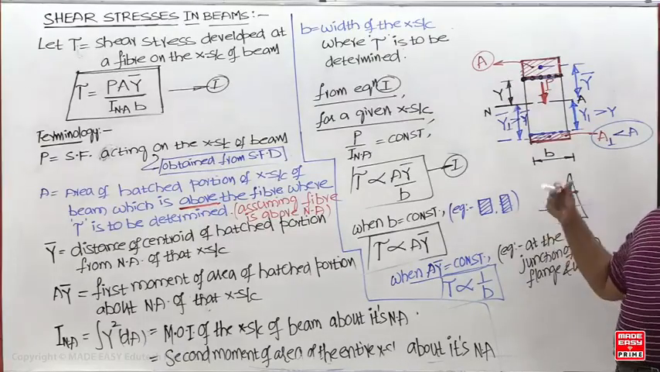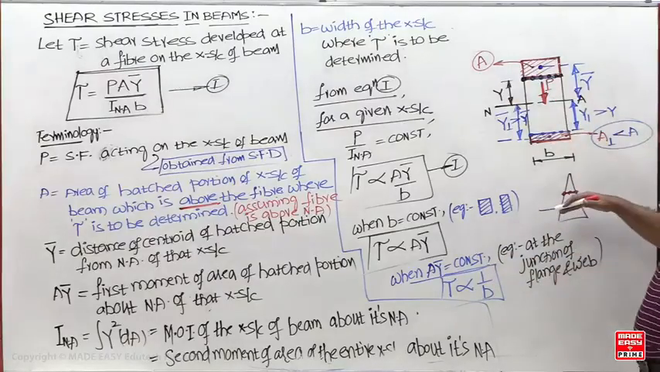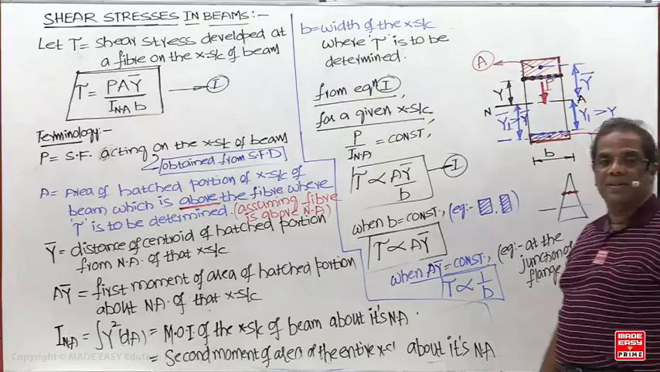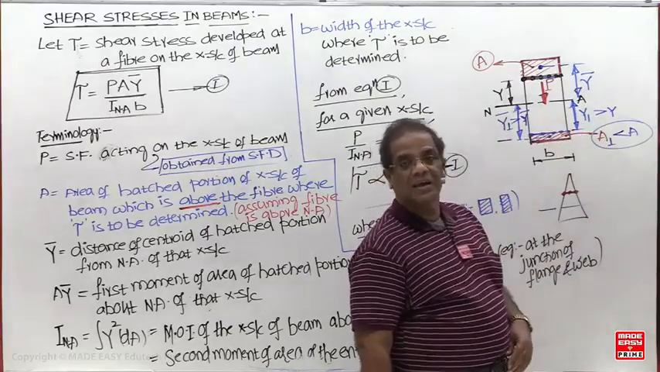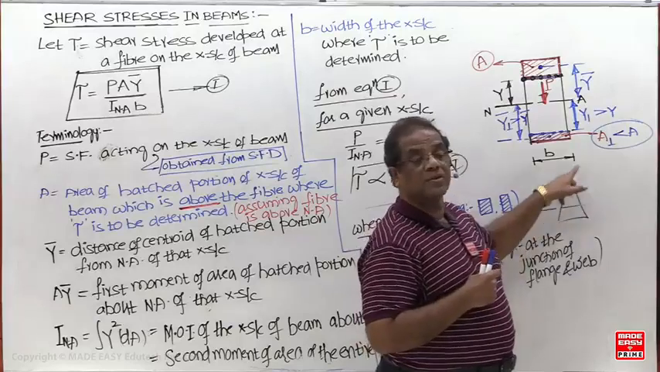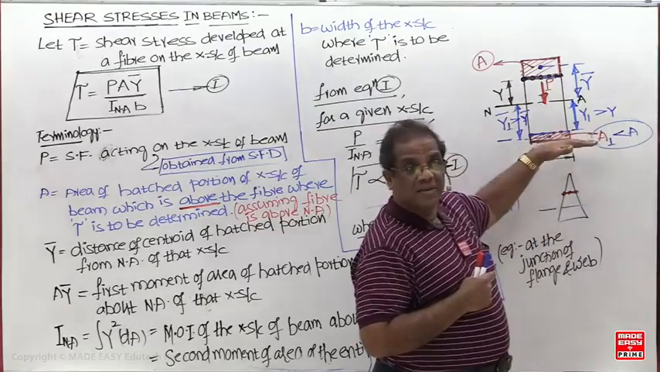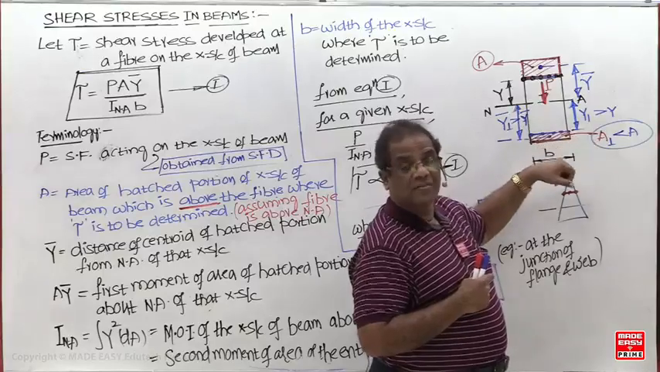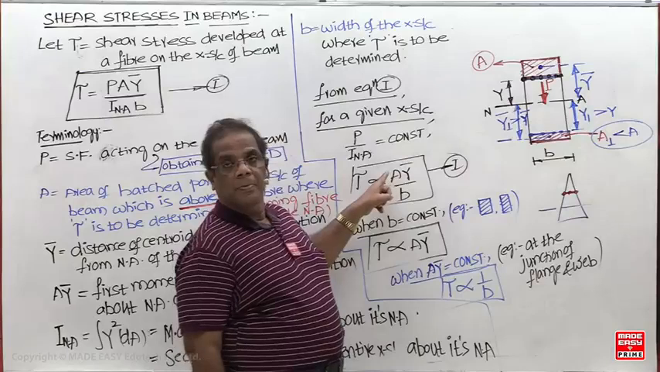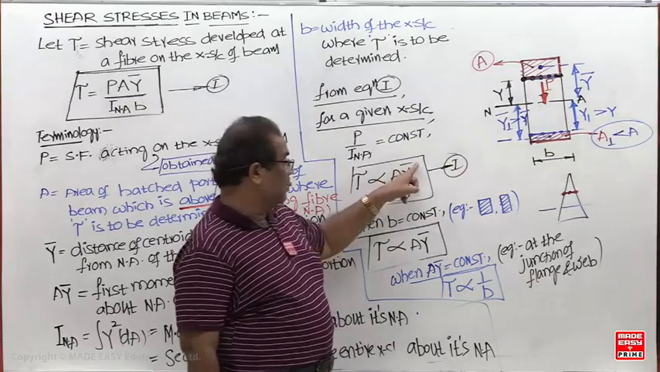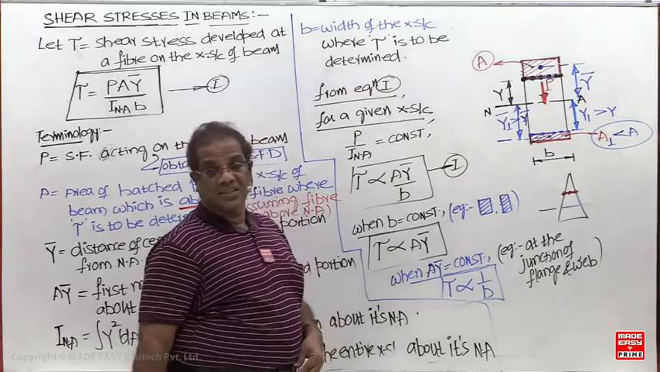A will change, y bar will change, B will change. So when I am going from the neutral axis to the extreme fiber, what happens now? Area will decrease, y bar will increase, and width will decrease. So directly we cannot tell where the shear stress is maximum.